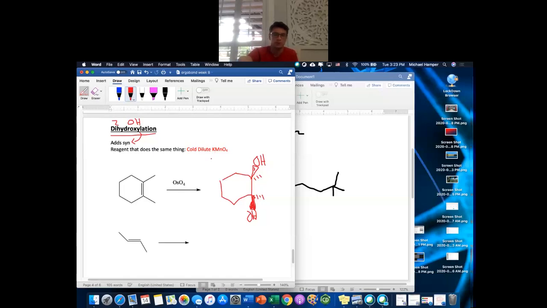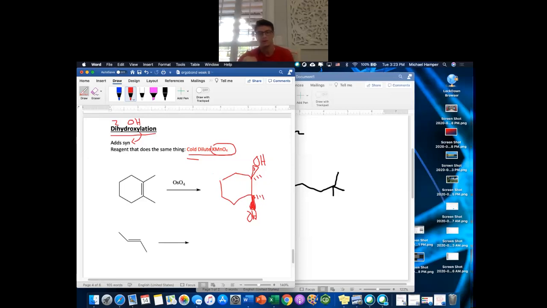Another reagent that can do this is cold, dilute KMnO4. Keep in mind that it's cold. There's another reaction that can be done with hot KMnO4, but dihydroxylation can happen if you have cold KMnO4.